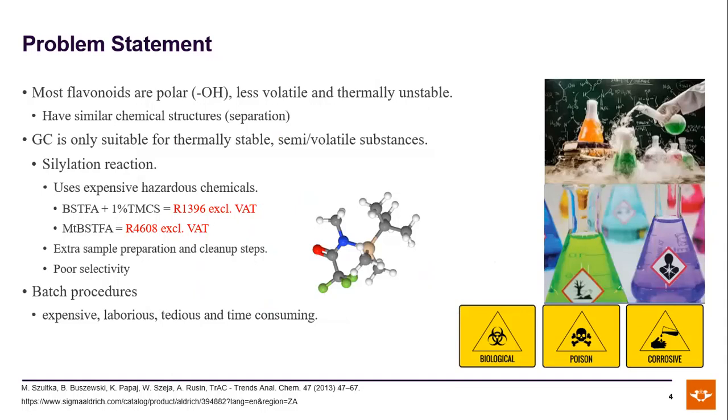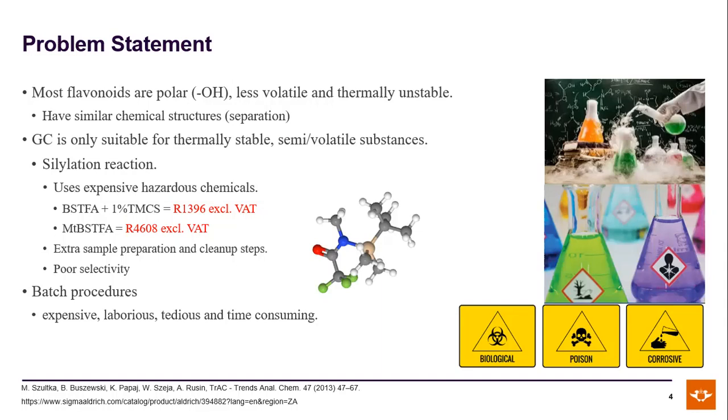Alternatively, gas chromatography can be used. However, GC is only suitable for volatile and thermally stable substances. As such, to expand its application to polar compounds, derivatization, specifically silylation, is commonly used to make these compounds amenable for GC analysis. Like any other technique, it has its own limitations.